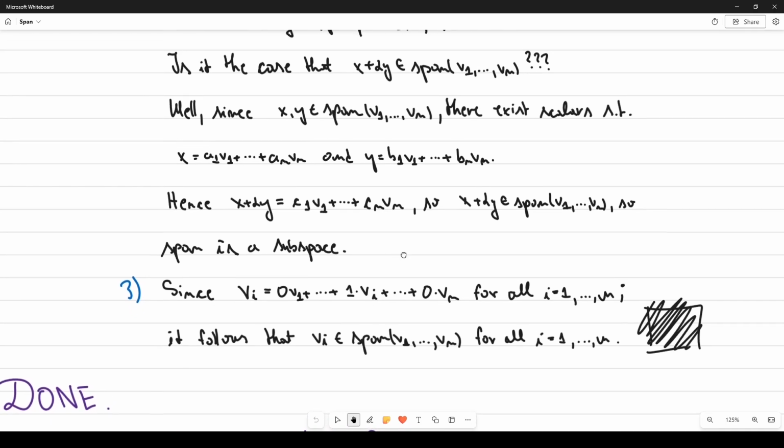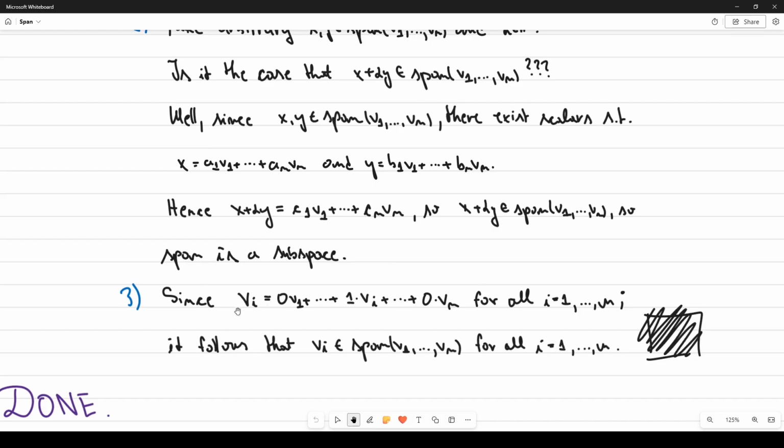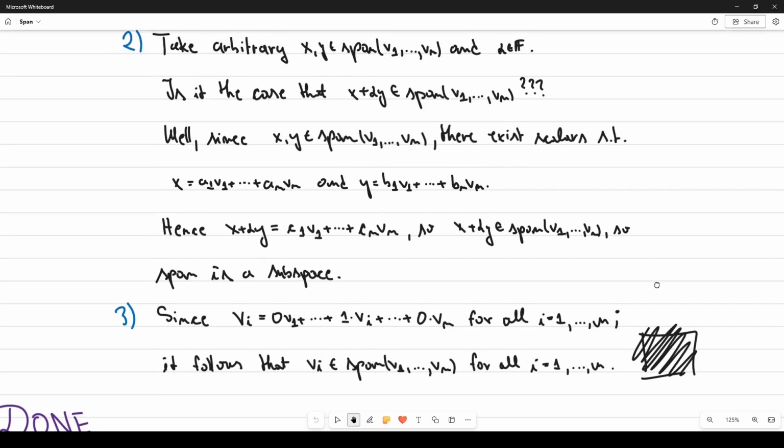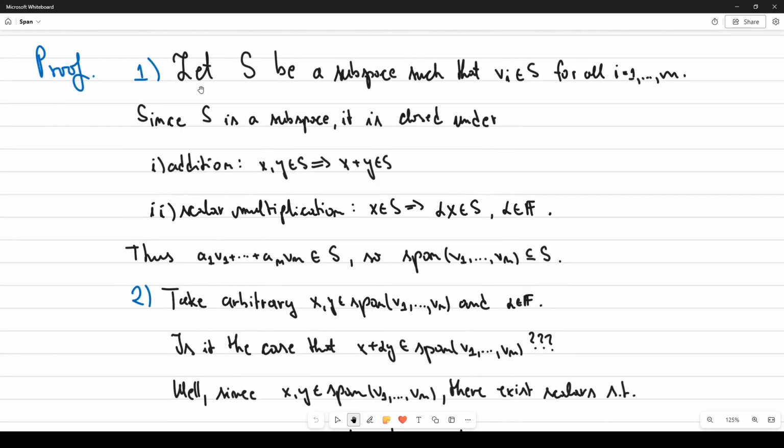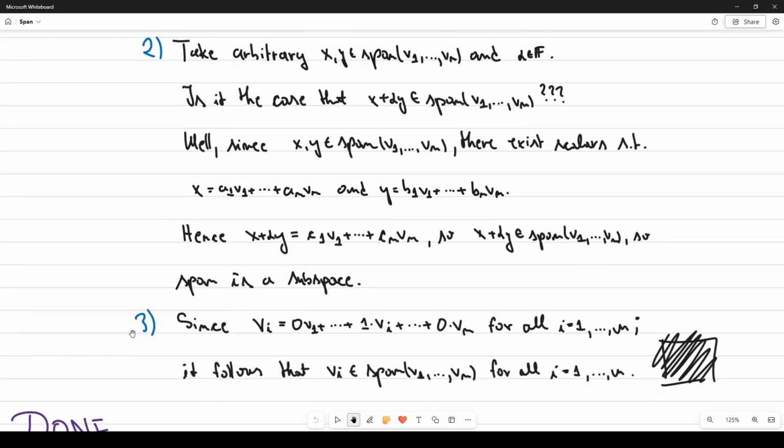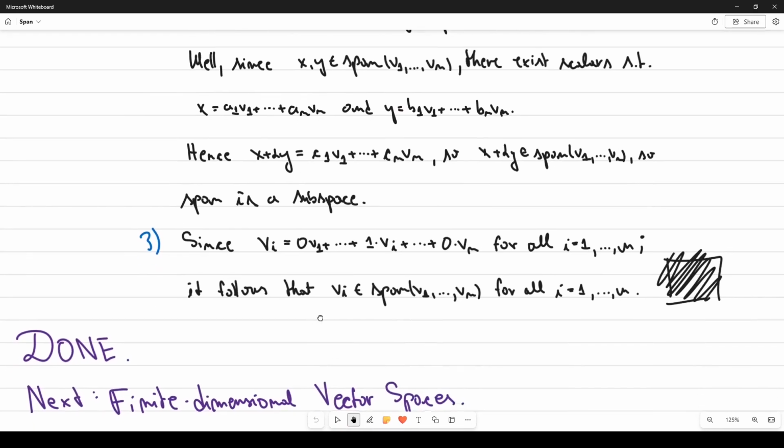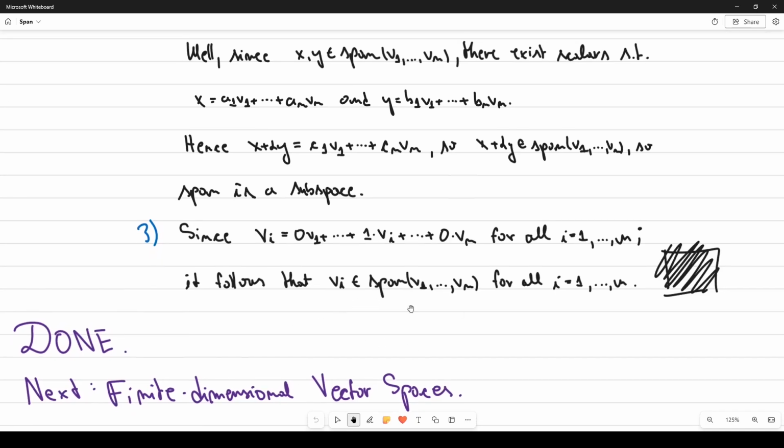And finally, we have to show that span contains each of the vi's. Well, every vi can be written in the following way: as a linear combination where I put zeros everywhere besides the vector vi, next to which I put 1. Now we've expressed every vi as a linear combination, which means that every vi belongs to span. So that's the end of the proof. We've shown that it's the smallest subspace that contains each of the vi's. So that would be everything about span that we're interested in.